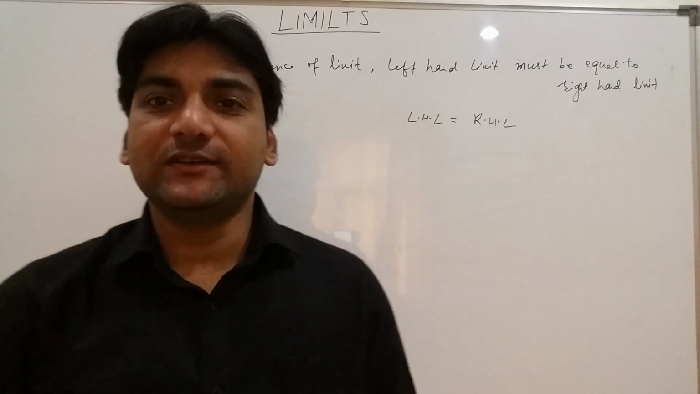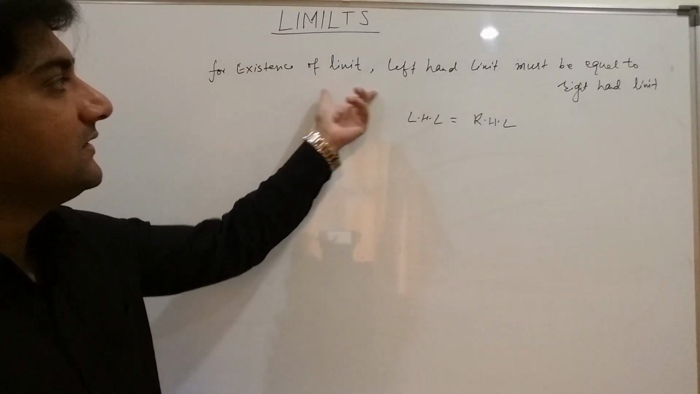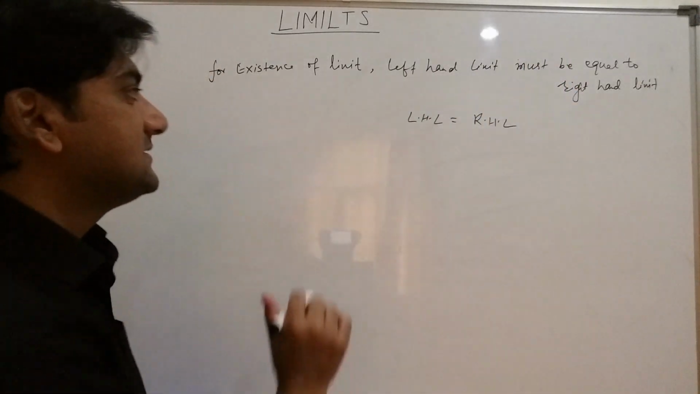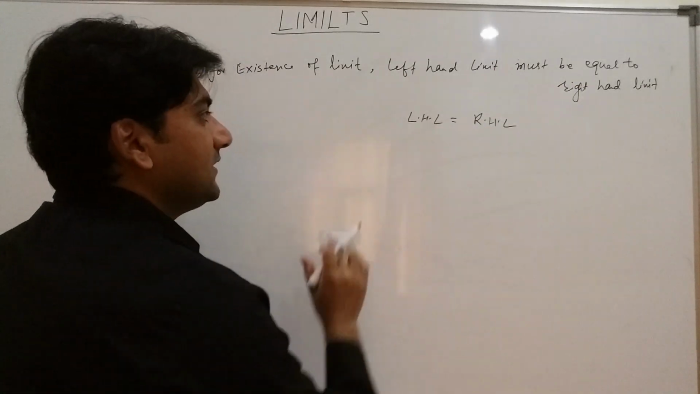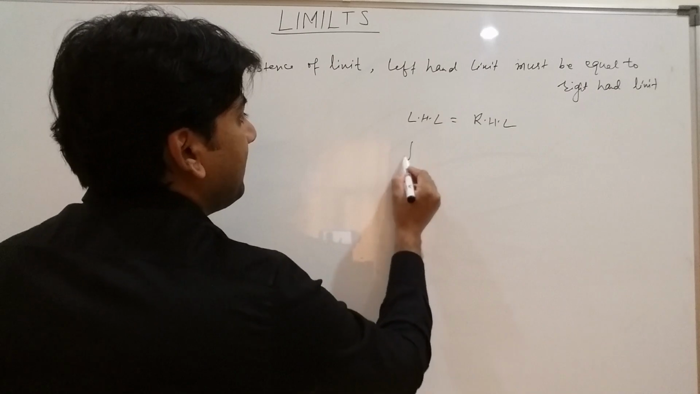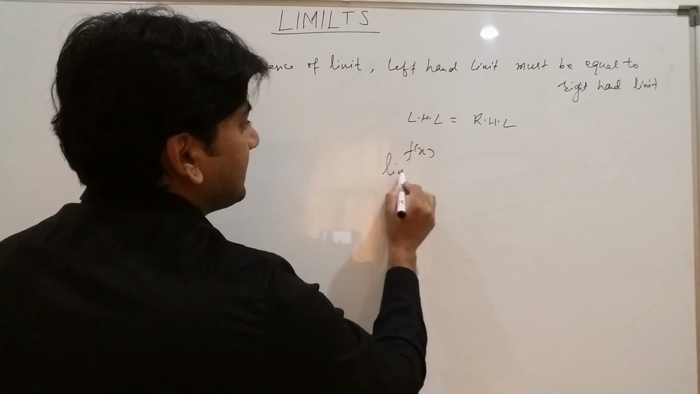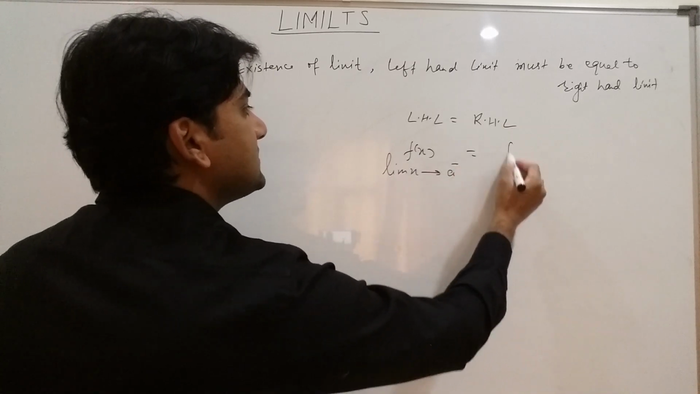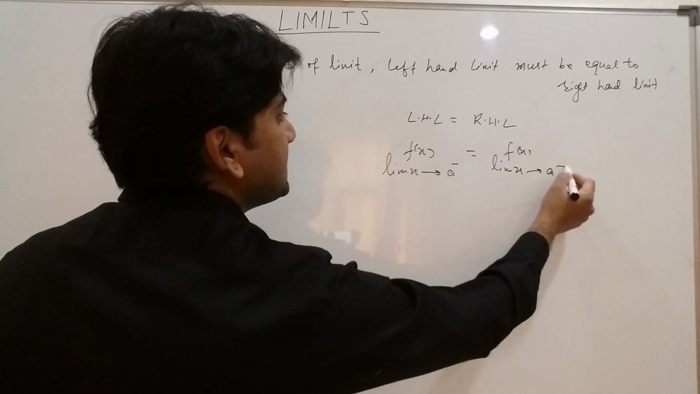Now we are going to learn this one. For the existence of a limit, the left hand limit must be equal to the right hand limit. Meaning LHL, left hand limit, equals RHL, right hand limit. There is another way also to present this: limit of f of x as x tends to a negative equals limit of f of x as x tends to a positive.